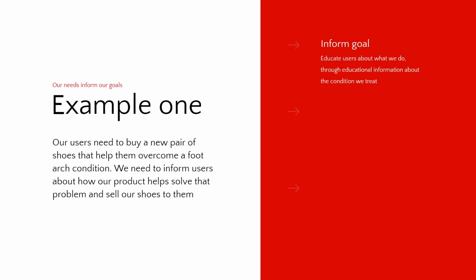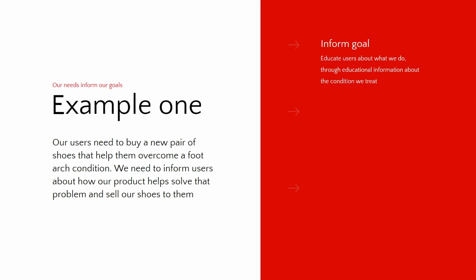Well, first up, we want to inform those users. So let's put a goal down around giving them some information. Let's educate users about what we do through educational information about the condition we treat. And so that's pretty specific. How can we measure that? Well, people coming to the website and viewing our news and articles, that's something that we can measure through Google Analytics. Is it achievable and is it realistic?